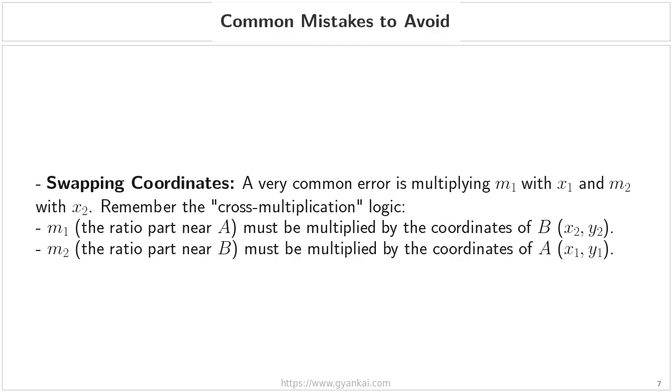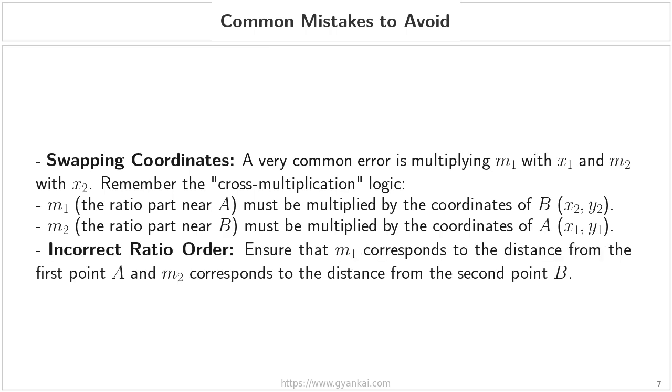Think of it this way. The ratio part that is near point A, which is m1, must be multiplied by the coordinates of the opposite point, which is point B, containing x2 and y2. Conversely, the ratio part near point B, which is m2, must be multiplied by the coordinates of point A, which are x1 and y1. Always pair the ratio from one side with the coordinates from the other.